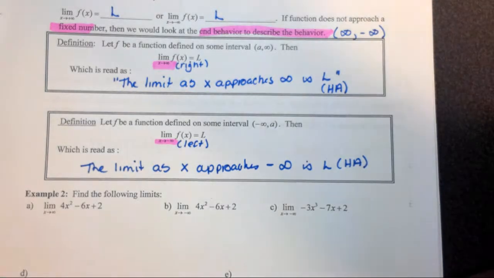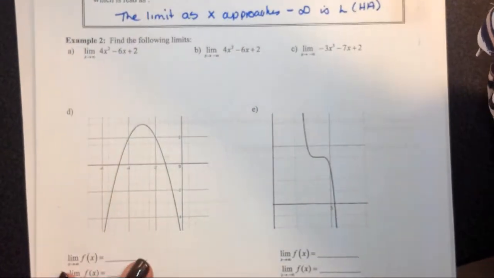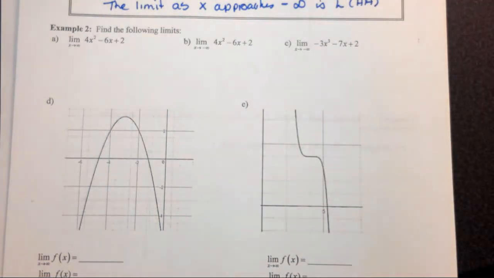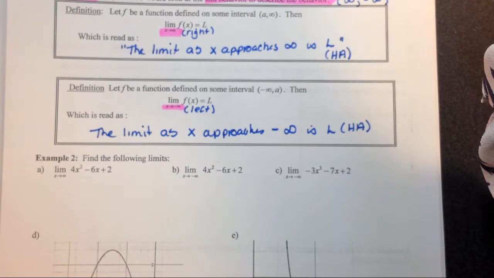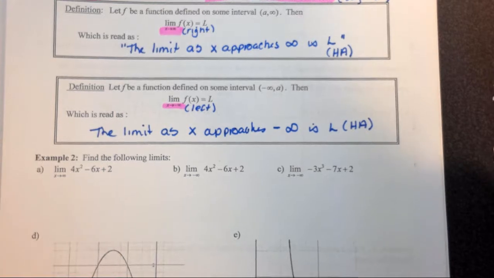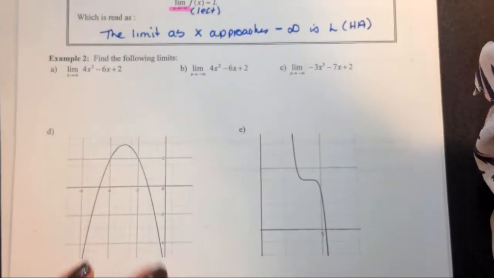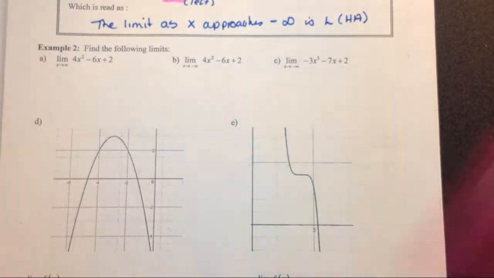So let's look at some examples here. You always have to visualize in your mind the end behavior. So for example, look at 2a. It's the same as the second. It's just one has positive and one has negative. So let's take a look at some examples here.